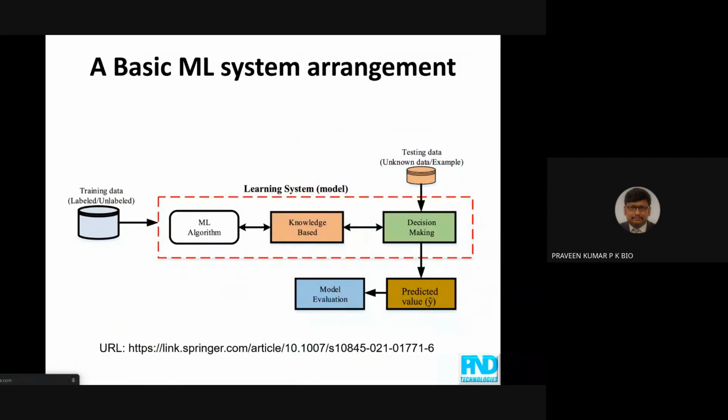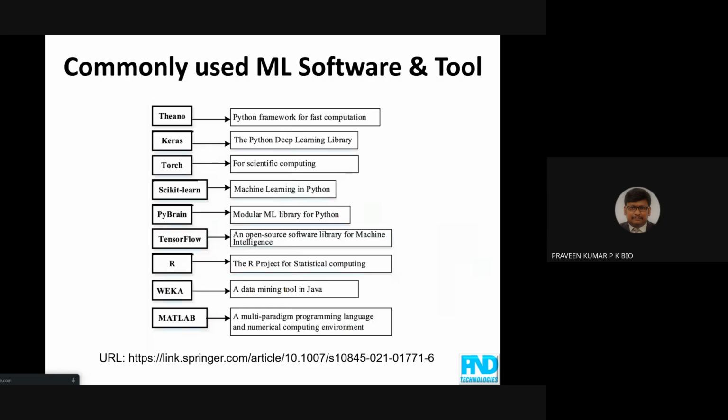A basic machine learning system arrangement. So how we start populating the training data and how to use the training data with the machine learning algorithm, and we come up with the model evaluation finally. So whatever algorithm we use, if you want to check the precision and accuracy, like how exactly it is going to produce the results, obviously we use a kind of workflow, isn't it? This is the workflow we use. This is taken from this article.